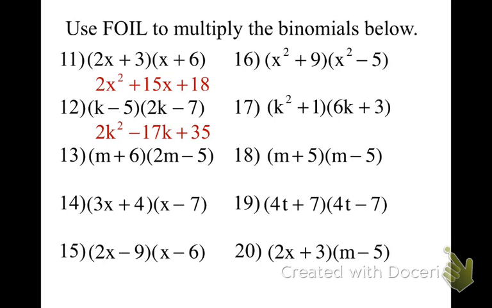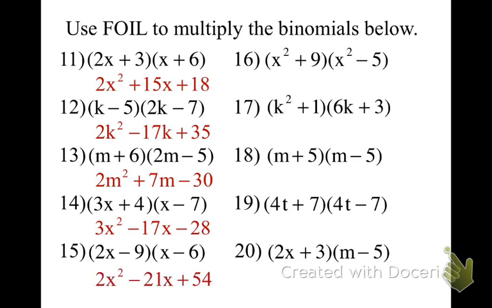Now check your work. 13 is 2m squared plus 7m minus 30. 3x squared minus 17x minus 28. 2x squared minus 21x plus 54. X to the fourth plus 4x squared minus 45. Number 17 is 6x cubed plus 3x squared plus 6k plus 3. So we said most of the time you're going to get a trinomial. This is one of those exceptions. Let's look at the next one too.